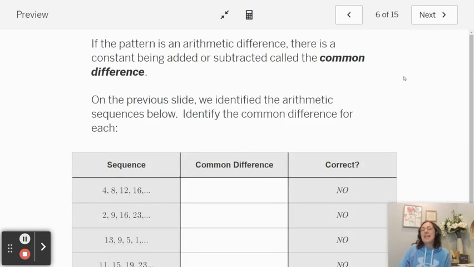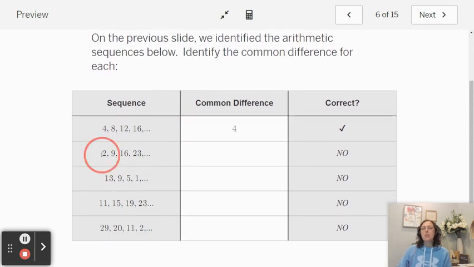So let's see, when we know that it is arithmetic, we can find what's called the common difference. And the common difference is that value you're adding or subtracting every time. So let's see on this first one, what is it we're adding each time? 4 plus what would give me 8? 8 plus what would give me 12? And that's 4. So my common difference here is 4.